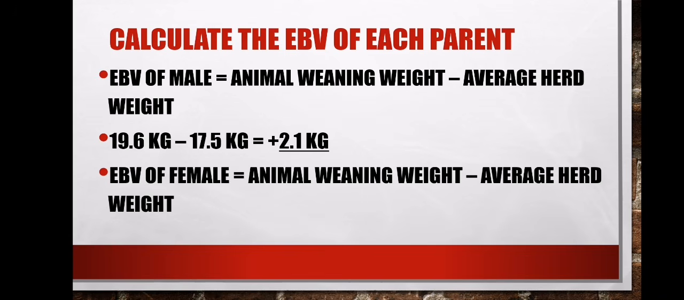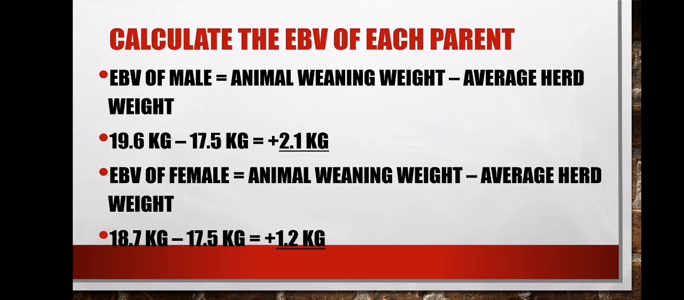Animal winning weight minus average head weight. You substitute 19.6, you substitute 18.7 minus 17.5. What do you get? You get 1.2 kg. The key thing is to know which formula you are supposed to use. Okay, fine. Let's make it a little bit difficult.